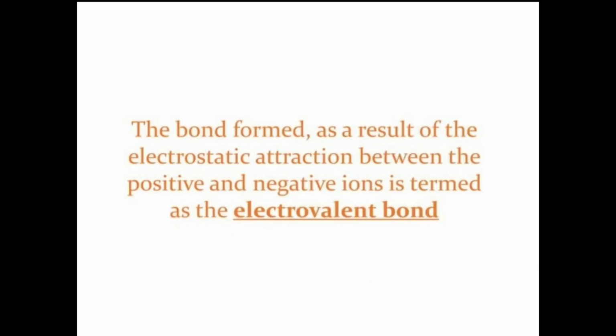The bond formed as a result of electrostatic attraction between the positive and negative ions is termed the electrovalent bond. Means the bond formed between a metal and non-metal by donation and gaining of electrons is called an electrovalent or ionic bond. Electrovalent bond means ionic bond. Ionic bond is also known as electrovalent bond.